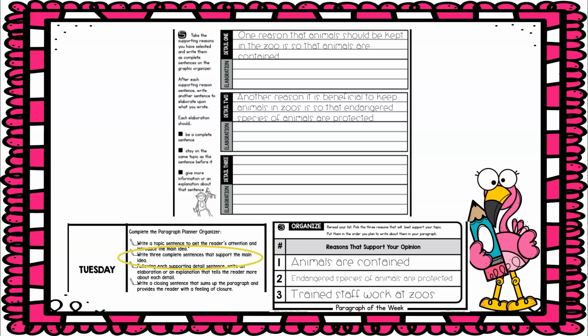The last reason on my planning sheet said, trained staff work at zoos. As I write the sentence, I am again going to remember to use transition words and have at least 7 words in my sentence. My third supporting sentence will say, additionally, there are trained staff members that work at zoos who take care of animals.